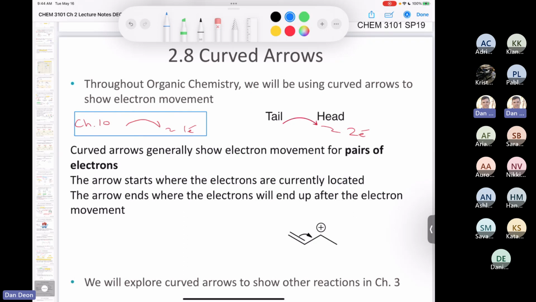So right now, we're only going to be looking at arrows that show the flow or the movement of 2 electrons. That is it. So, pairs of electrons. The arrow starts where the electrons are currently located, and they end up where they're going to be after the electrons are moved. Now, keep in mind, we're not looking at reactions yet. Right now, when we're using curved arrows, we're only using them to show the delocalization of electrons. We're going to start looking at electron reactions in chapter 3, so that's for another class. Right now, we're just showing the delocalization of electrons, and therefore we're only using the curved arrows for resonance structures only.